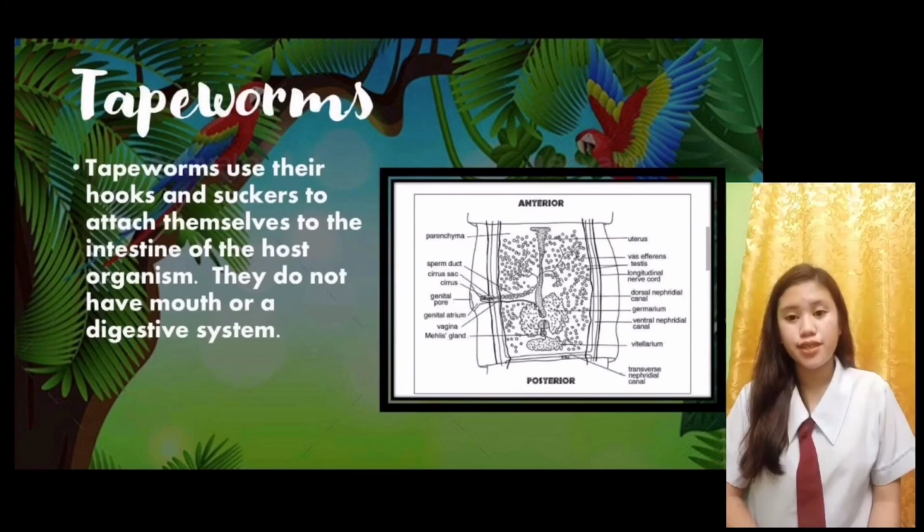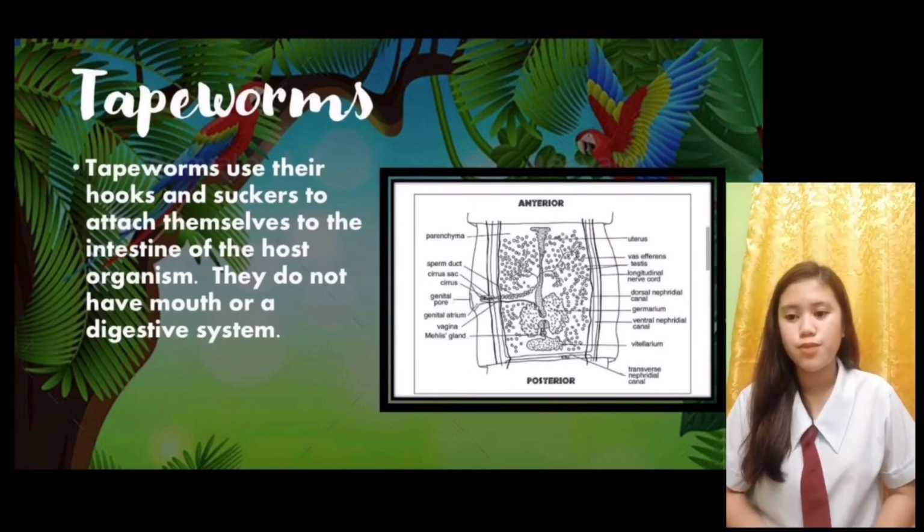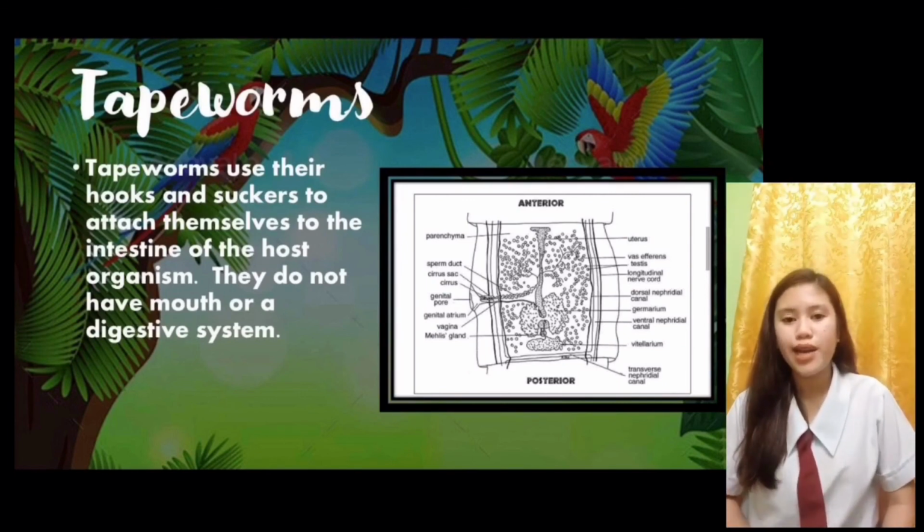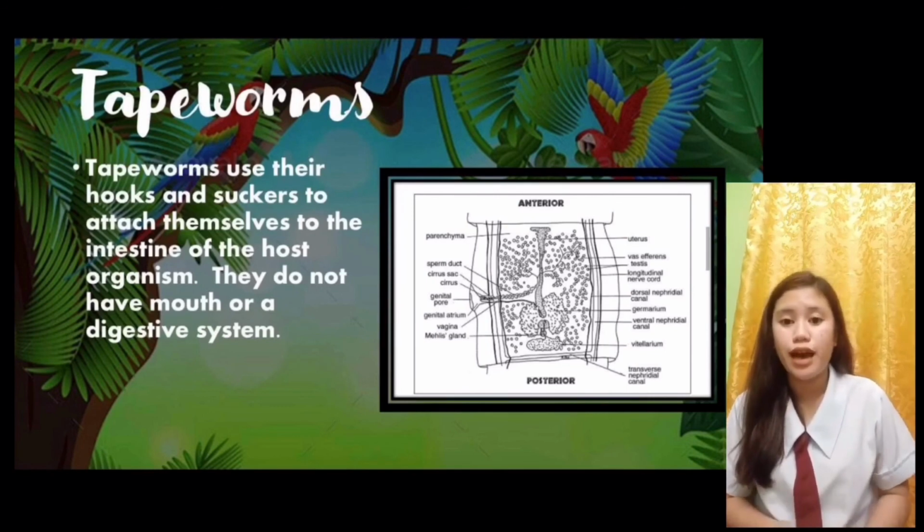The next one is the tapeworms. Tapeworms use their hooks and suckers to attach themselves to the intestine of the host organism. They do not have mouth or a digestive system. So ito naman pong tapeworms, maaari niya pong ma-infect ang human and even the animals.